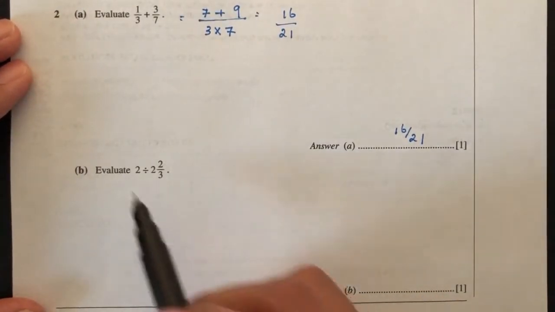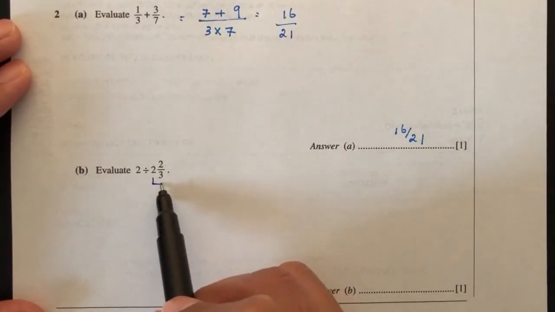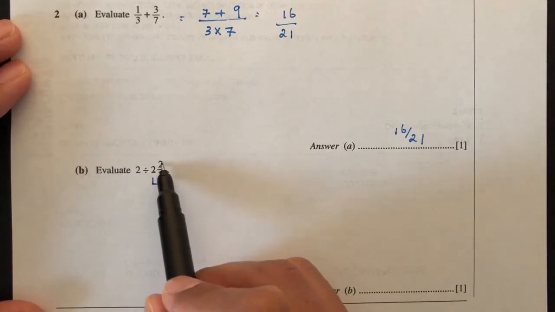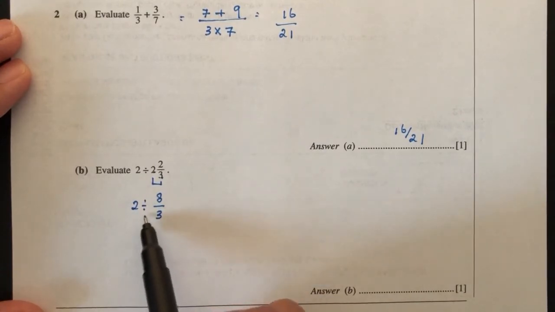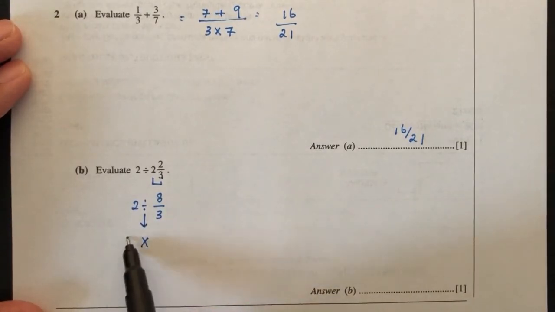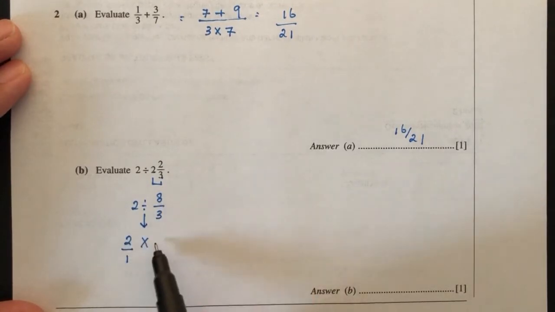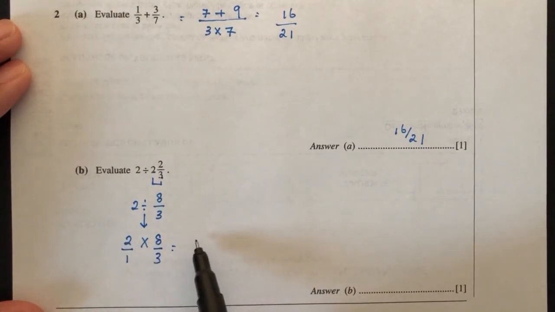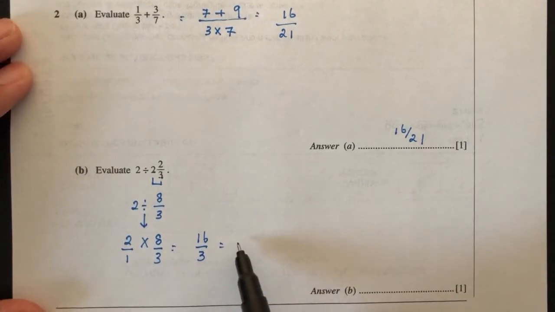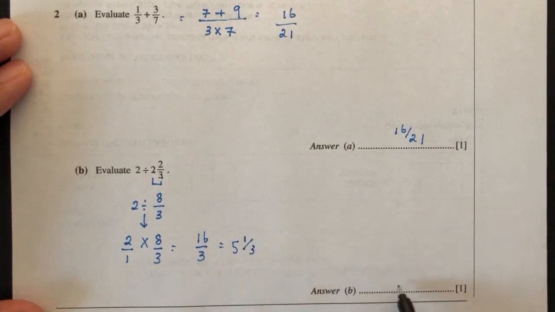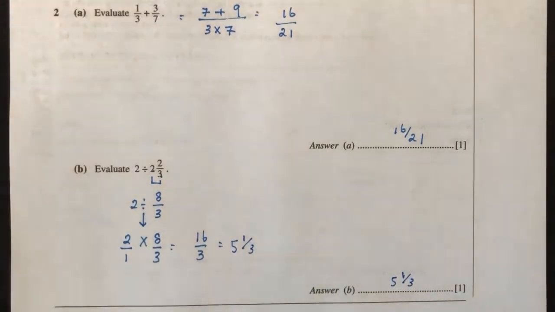Now part B, 2 divided by this. So first we have to expand this. 2 times 3 will be 6. 6 plus 2 will be 8 over 3. 2 divided by this. Then we have to change divide into multiply. 2 remains the same. This one we have to flip upside down. Becomes 2 times 8 will be 16 over 3. You can simplify if you want to. That will be 5, 1 over 3. That is question number 2.